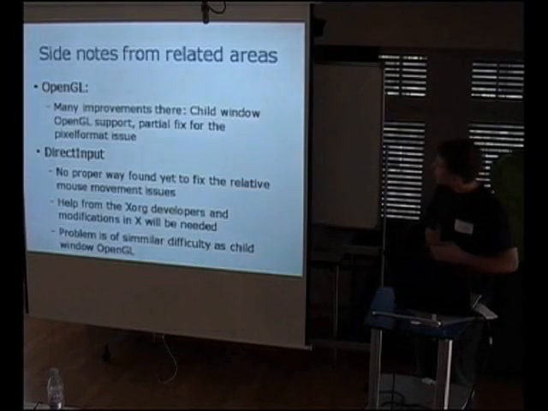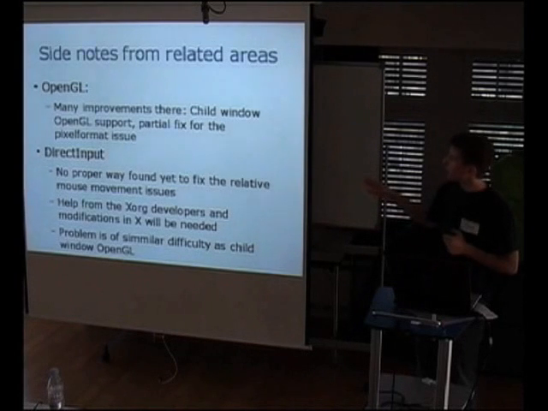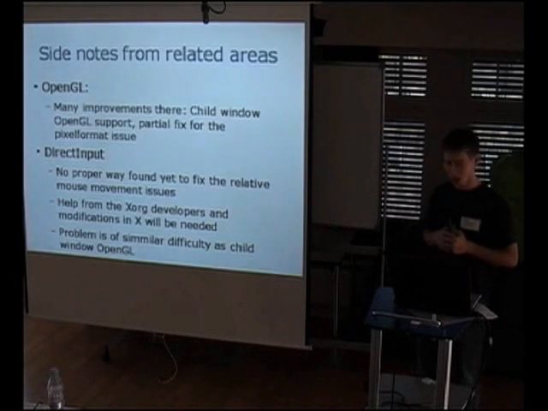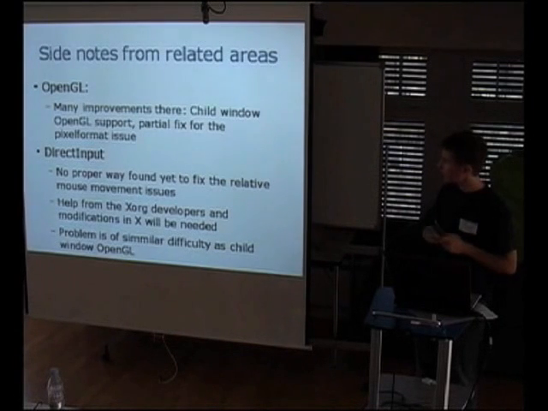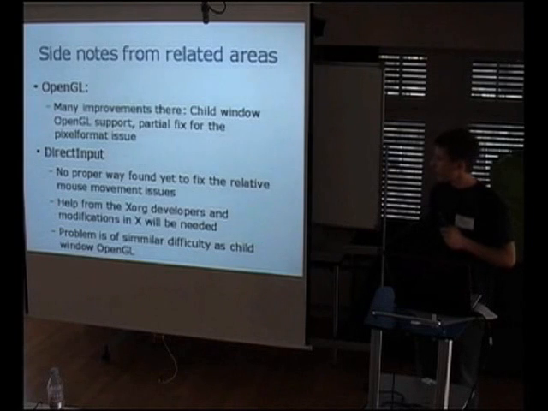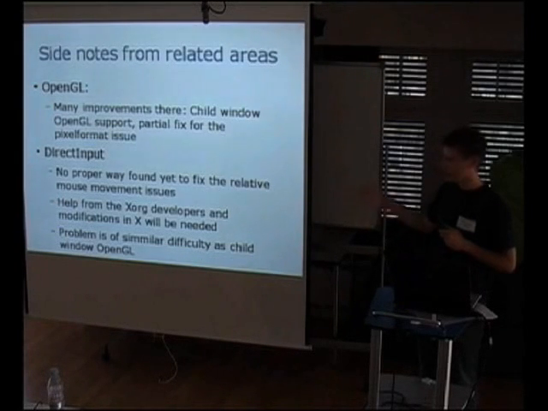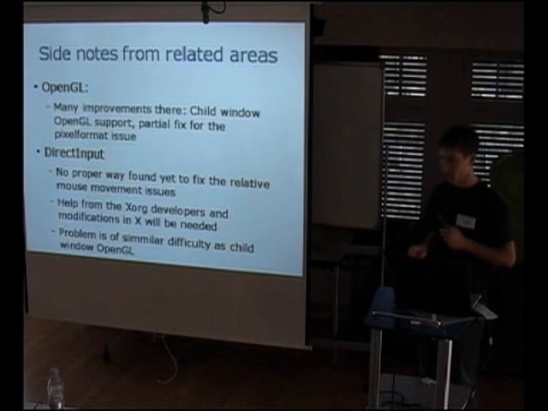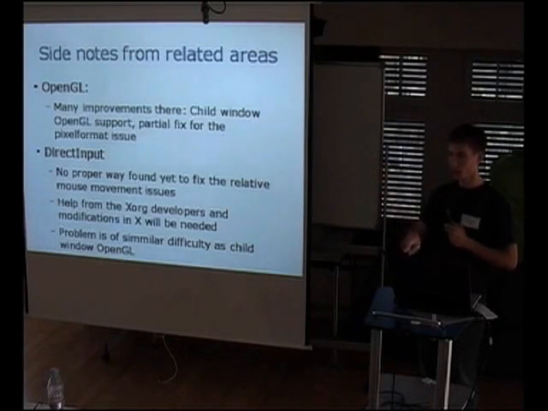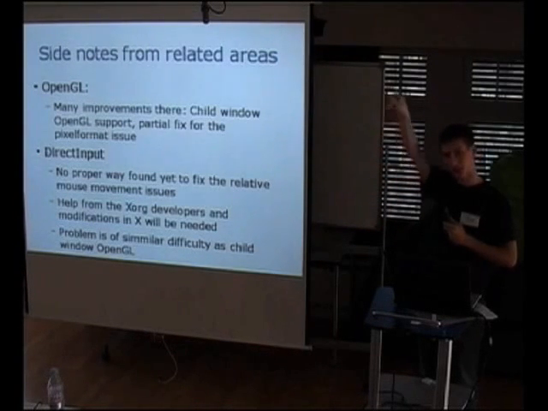Some side notes from other areas. Roderick asked me to mention OpenGL, but Alexander did it already. So one problem we had: Vitaly Margolin tried to fix direct input support, but there are some problems with X11. It doesn't report relative mouse movements. So we can only get relative mouse movements by checking where the cursor was last time and where it is now. And if the cursor is on the edge, it can't move upwards anymore.